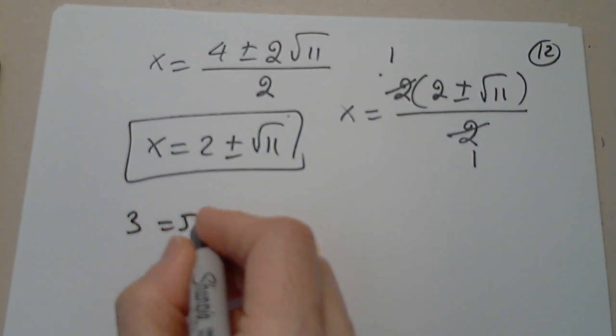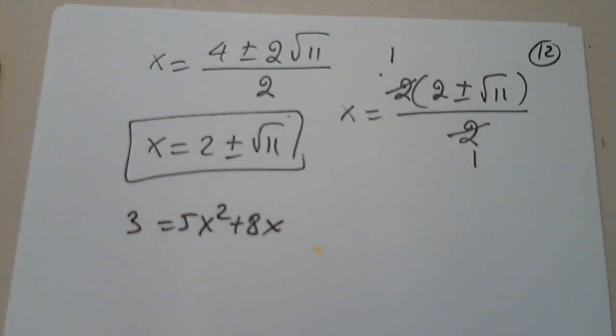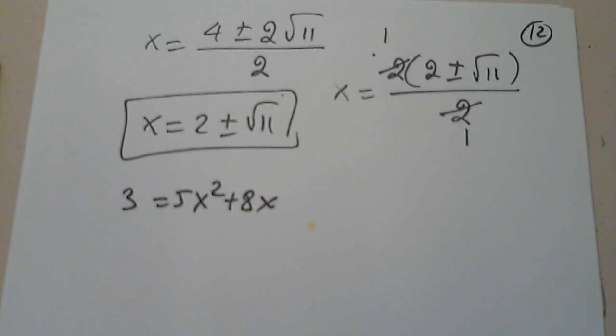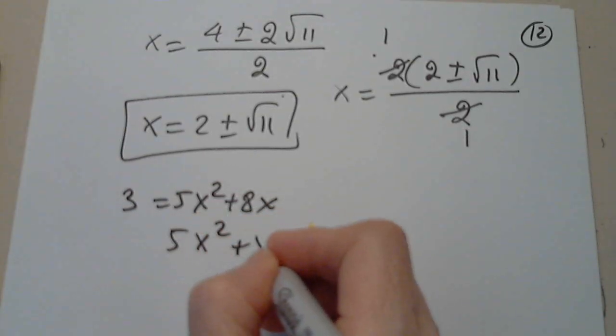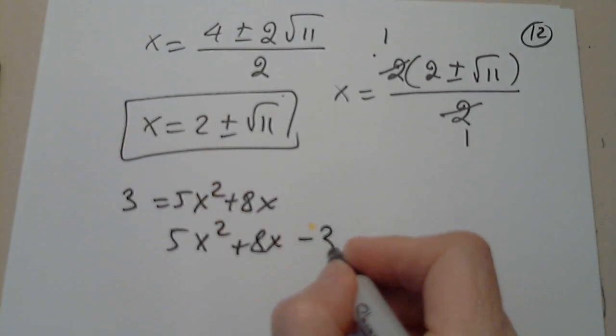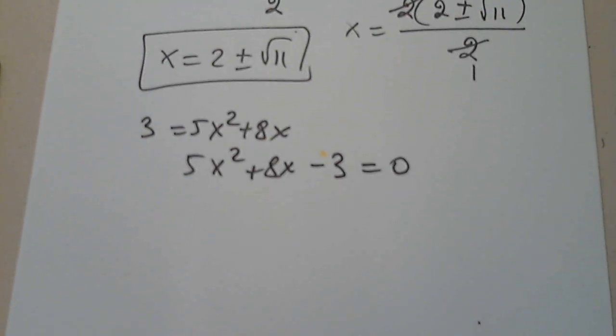So we have 3 equals 5x squared plus 8x. Good. What do we need to do first? In standard form. Yes. So I have 5x squared plus 8x. I move 3, it becomes negative, and set it equal to 0. It doesn't matter how you write it, from left to right or from right to left. The only term that has to be moved is positive 3.